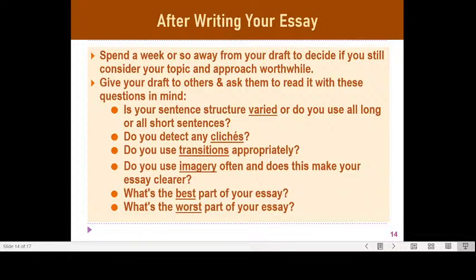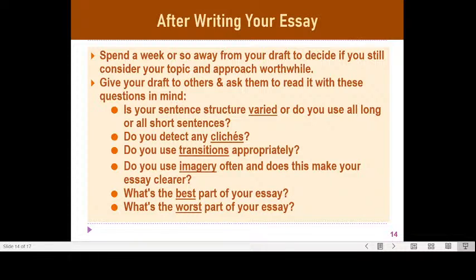Let them judge your statement of purpose in terms of the following questions: whether your sentence structure varies, or do you use all long or all short sentences? You should use some long, some short sentences, sometimes use questions, sometimes statements. Can they detect any cliches? Is your use of transitions appropriate? Is your use of imagery making the essay clearer?